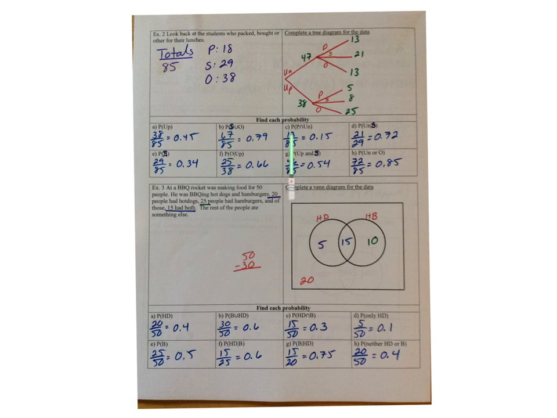All right, so here the probability that they packed, and remember this is intersection, and they are underclassmen. So underclassmen who packed, 13 out of 85.